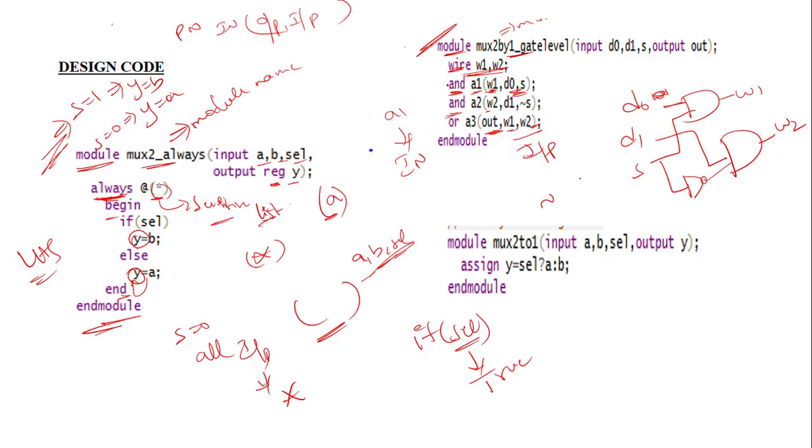First we have to write the primitive name, followed by the instance name, and then you can write the outputs followed by the inputs. So end the module. This is one type of gate level modeling, one type of modeling style.